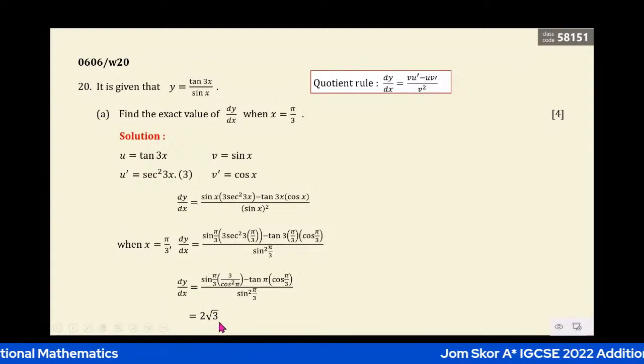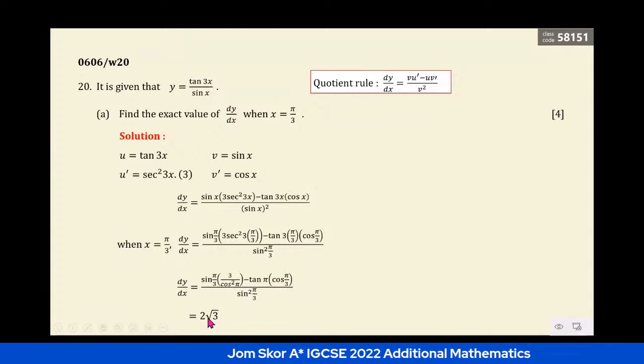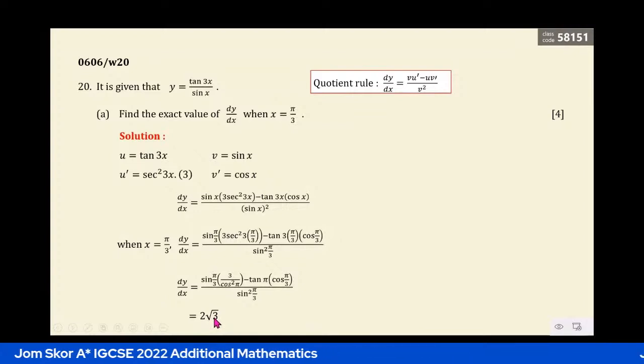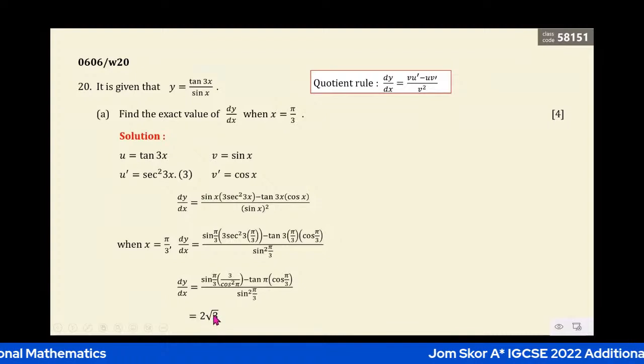Okay. So this is exact value. Kalau you all dapat 2 root 3, kalau dalam decimal number, so cannot. You have to convert to exact value. Okay. So 4 marks will be given.